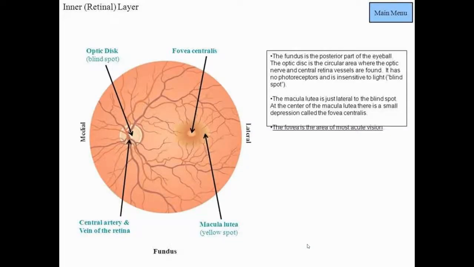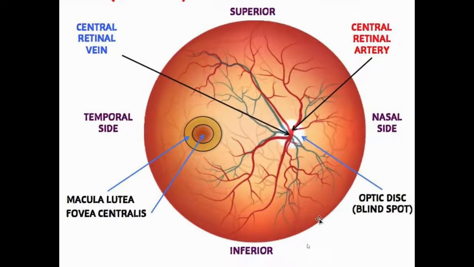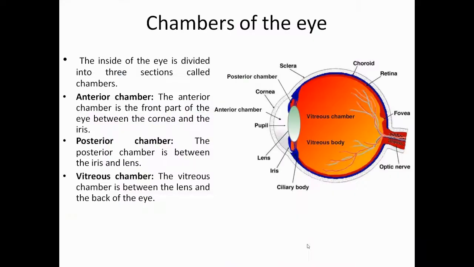Now this is a picture of the retina. You can see more clearly here the macula lutea and fovea centralis, the optic disc, and the central artery and veins of the retina. This is the superior and inferior view, where you can see all the structures present inside the retina. Now we will see the chambers of the eye.